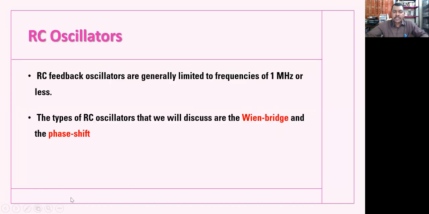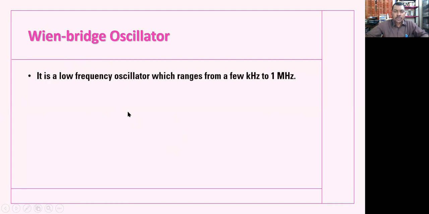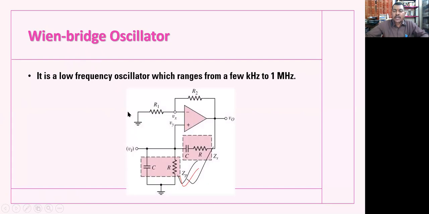So these are the Wein bridge and phase shift oscillators which we are expecting to cover in this section, and those oscillators are obviously called RC oscillators. So let us start with the first, the Wein bridge oscillator. As the name suggests, there is a bridge of an RC network, right? So we have two circuits: one is called the amplifier and the other is called the bridge circuit. The Wein bridge oscillator is a low frequency oscillator which ranges from a few kilohertz to 1 megahertz.